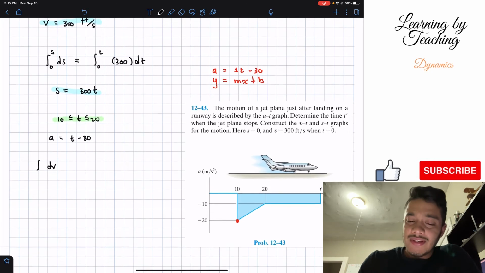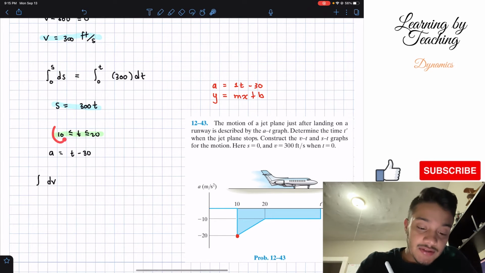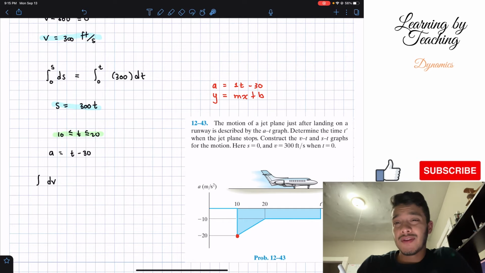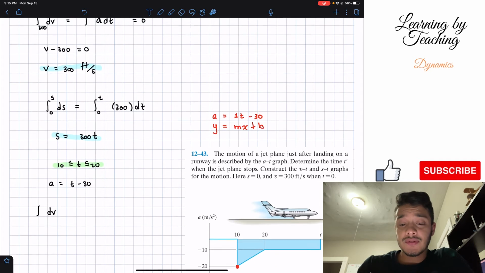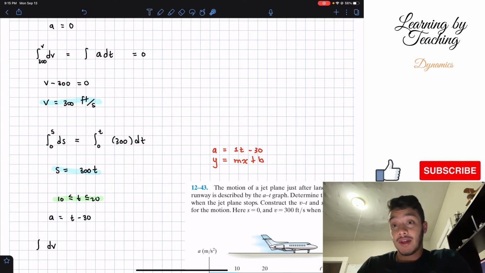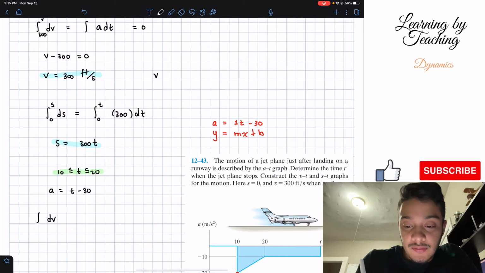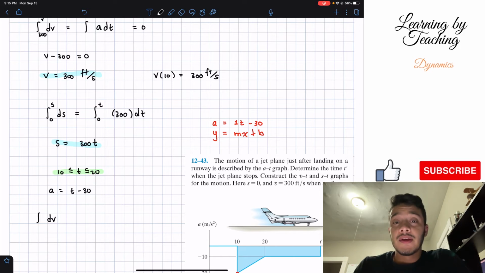Now, what are the initial conditions of this velocity? The initial conditions have to be at the time equal to 10 seconds. Do we have an equation when time is equal to 10 seconds? Yeah, in here, this equation is valid from 0 all the way to 10. So our initial condition for velocity, when time is equal to 10, has to be equal to 300 feet per second.